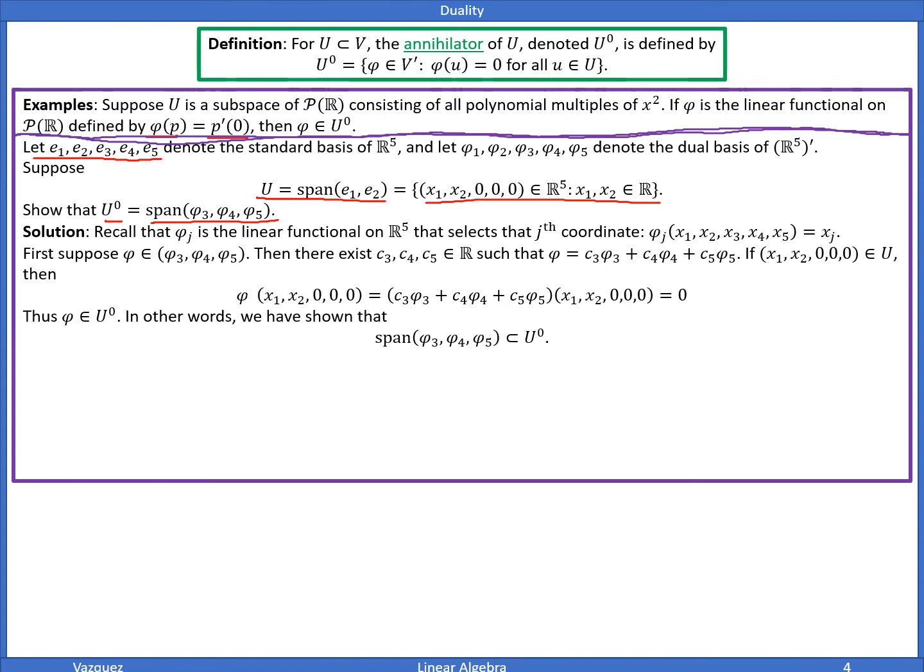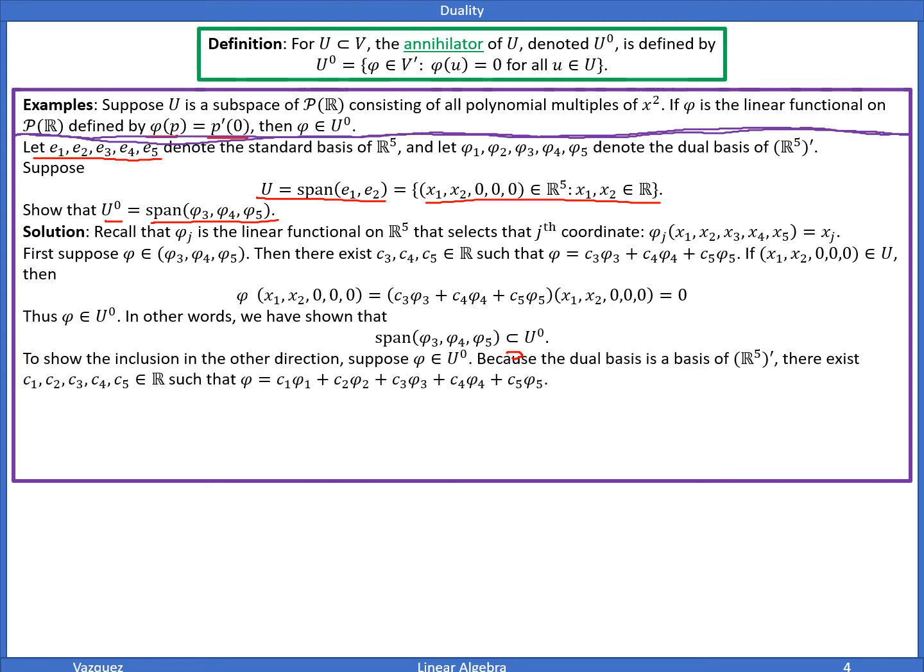Okay, now what do we need to show? We need to show the other direction, right? That the annihilator of U is in the span of phi1, phi3 to phi5. And again, just before I move on, phi3 here, what's it going to pick up? This element, phi4, this component right here, and phi5, this component right here. So that's what we get, nothing but zeros, in case that wasn't clear. So now let's show the other inclusion.